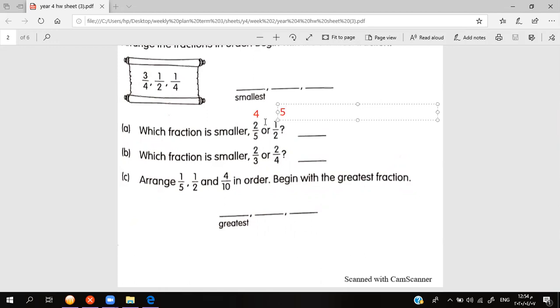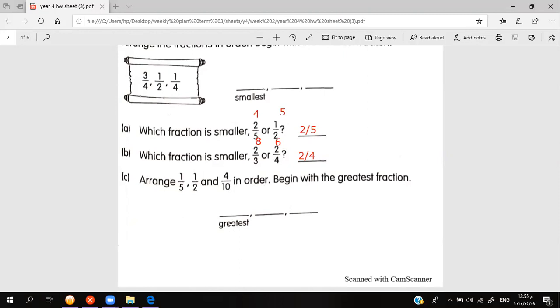He wants the smaller one. Which is smaller, 4 or 5? 4. So the fraction 2/5 is the smallest. Let's try here. 4 times 2 is 8. And here 3 times 2 is 6. So the fraction under the 6 is smaller, which is 2/4. Okay. Now arrange 1/5, 1/2, and 4/10 in order from the greatest.